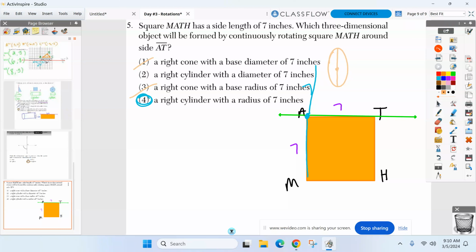Okay, I don't think there's enough time to get out Chromebooks or anything, but everything's out of the packet tonight. You guys know what's on the quiz now. We'll review tomorrow. Reflections, rotations, translations.